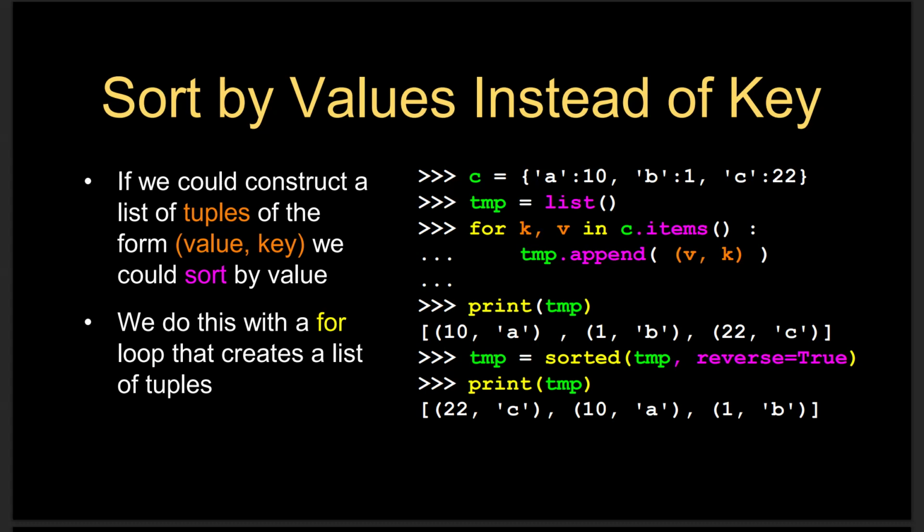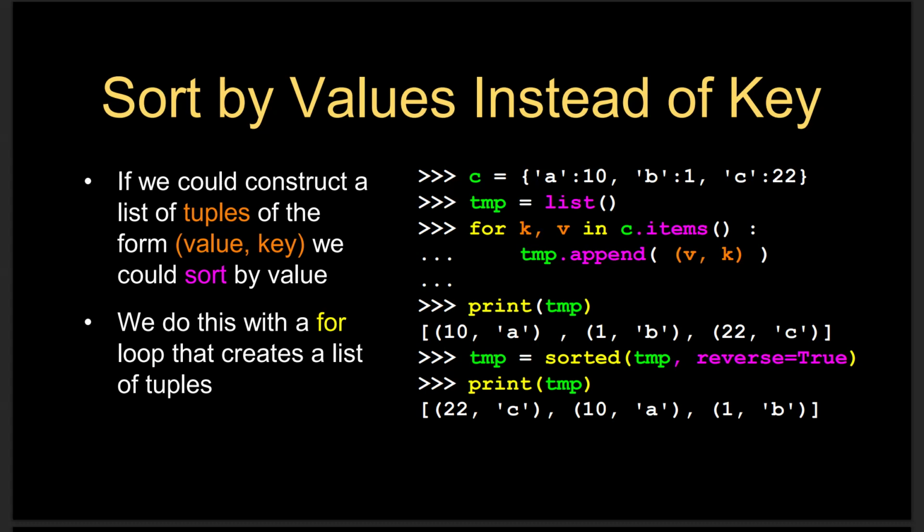We do this with a for loop that creates a list of tuples. By using this for loop, we can create a list of tuples. See here, c equal to a 10, b 1, c 22. This is the dictionary. Here I am creating an empty list by using the list constructor. After that, I am iterating through the key-value pairs. After that, I am appending the pairs into the temporary variable, so whatever list I created, we are storing the key-value pairs in it.